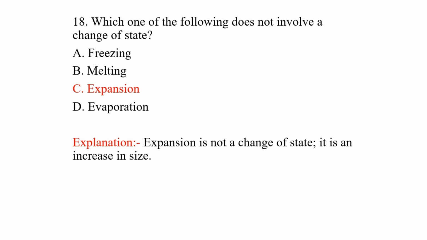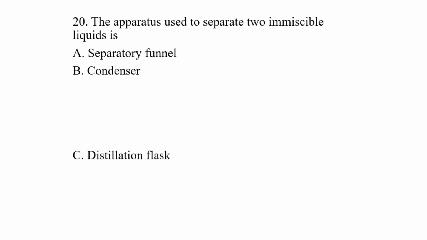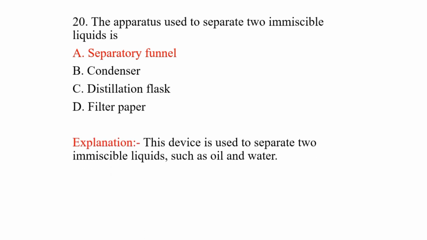Question number 20. The apparatus used to separate two immiscible liquids is A. Separatory funnel, B. Condenser, C. Distillation flask, D. Filter paper. The answer is separatory funnel. This device is used to separate two immiscible liquids such as oil and water.